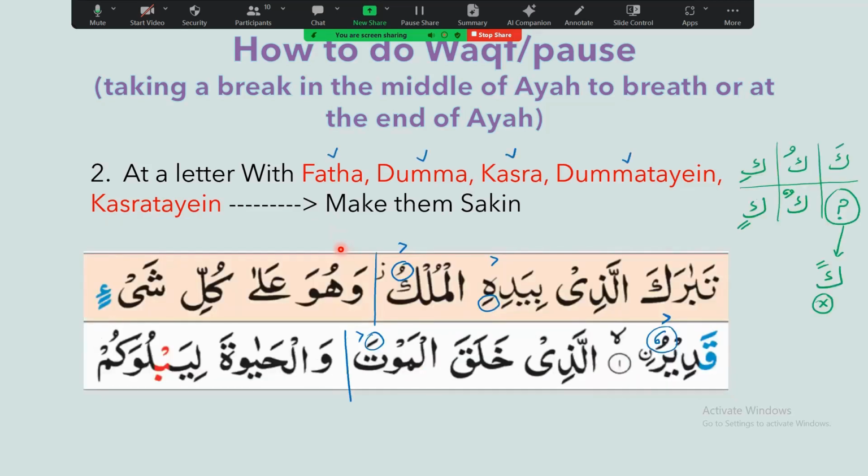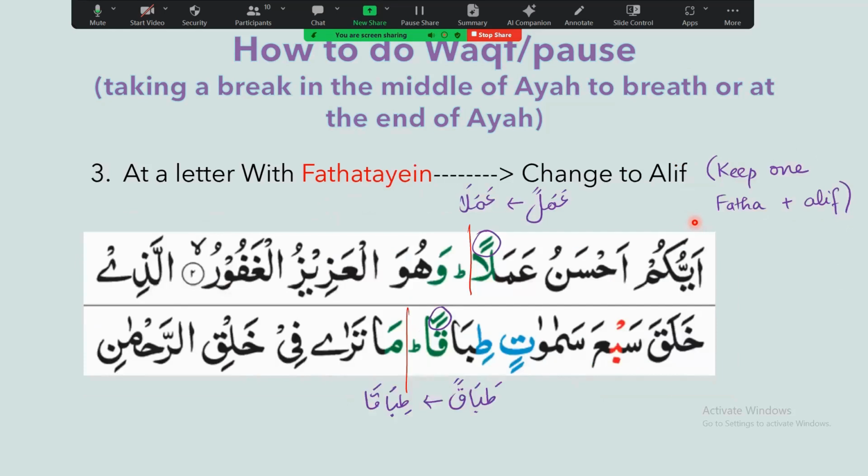Okay, so for this point, you will have to remember these five points: fatha, dhamma, kasra, dhammatain, and kasratain. Let's see the one we skipped, which was fathatain. This point says that if you take a break at any word with fathatain, we change that to one alif. So specifically, we keep one fatha of this fathatain, and we change the second fatha to alif.